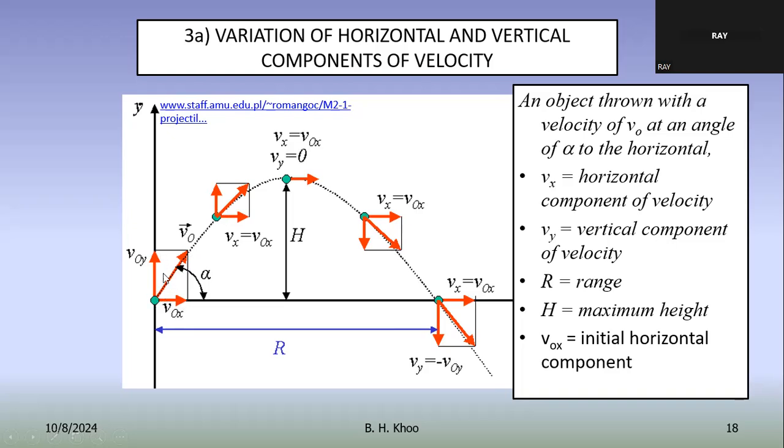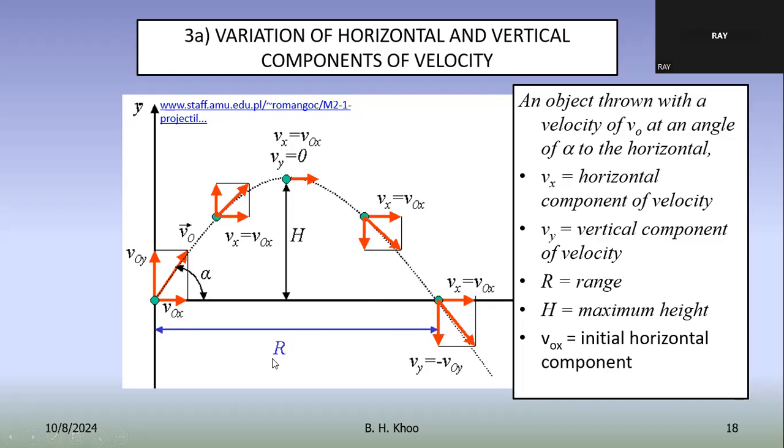Horizontal component, remember, horizontally is uniform velocity. It doesn't change. It's always the same. At maximum height, it is not 0. Only the vertical component is decreasing, and at maximum height it is 0. Then it changes direction. It's coming down, and it's increasing. Speed is the same, but it's pointing downwards.